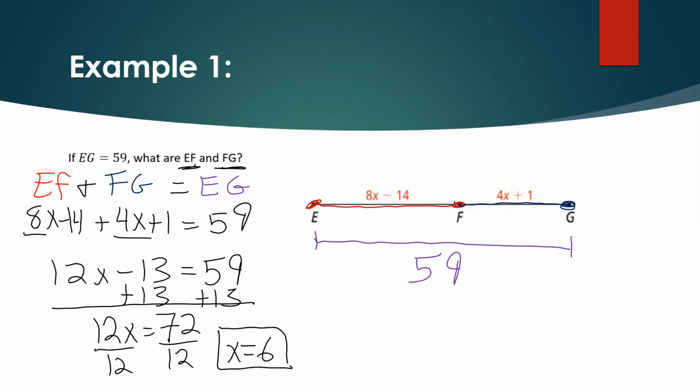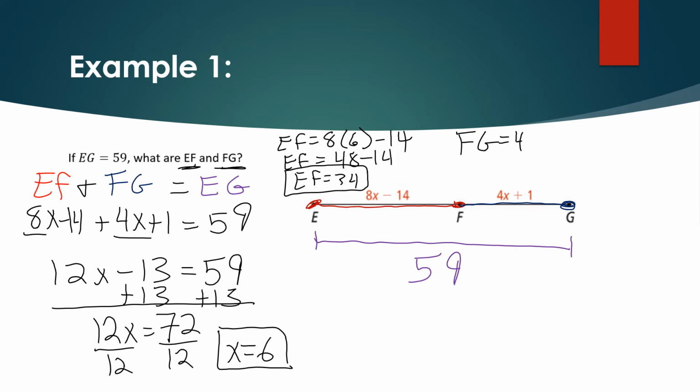So I'm going to take this and I'm going to plug in. I know that EF is 8x minus 14. So wherever I see an x, I'm going to replace it with 6. So it's 8 times 6 minus 14. Well, that means that EF is going to be 8 times 6 is 48 minus 14. So EF must be 34. I'm going to do the same thing for FG. FG is going to be 4 times 6 plus 1. So this is 24 plus 1. So FG is 25.